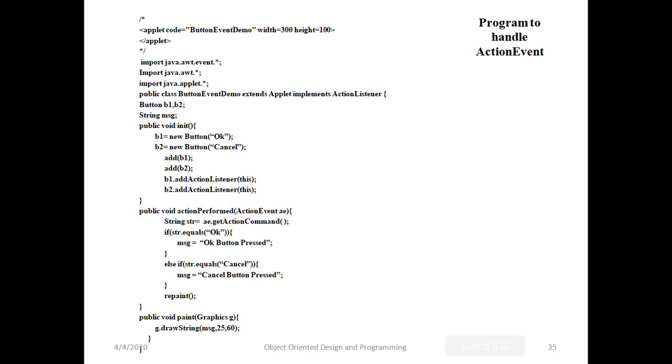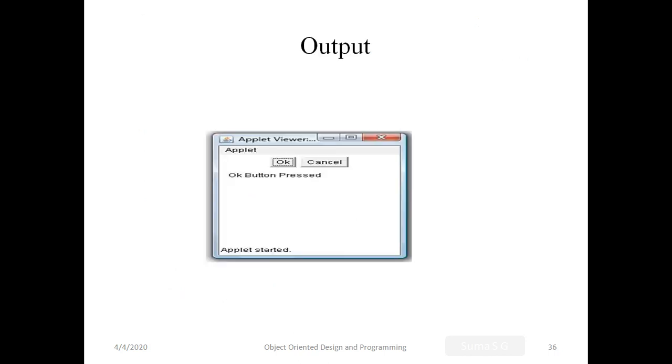You have set the value in the actionPerformed method. So if you want to print it, you have to call the paint method. In paint method, just print the value of msg at a particular x and y coordinate, which is 25 and 60. So this is how you write a program for action event. It is very simple. Implement the ActionListener in the applet, then give the definition for actionPerformed, then call the paint method if you want to display something.